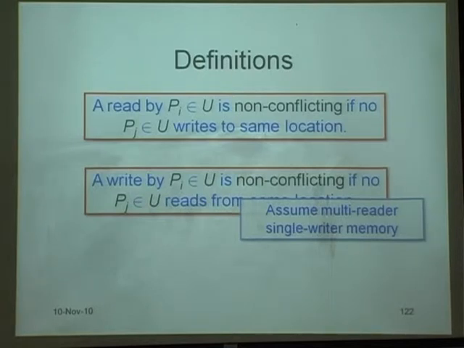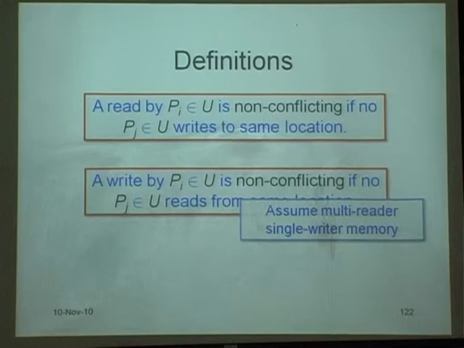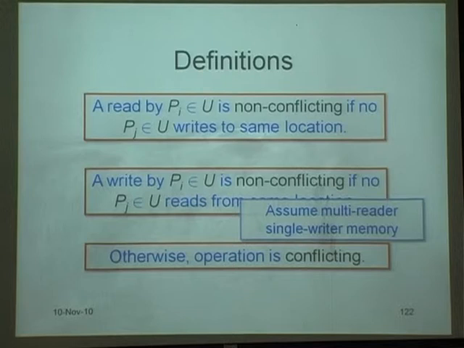These definitions are with respect to a single state and a single set U. In that state there may be other conflicting operations, but if they're not in U, then we don't care. U is the set of processes that we care about, actually the set of I that we're going to be intersecting the reachable complexes over. And we'll say an operation is conflicting if it's a write and there's another reader of the same location in U, or vice versa: if it's a read and there's a conflicting write.